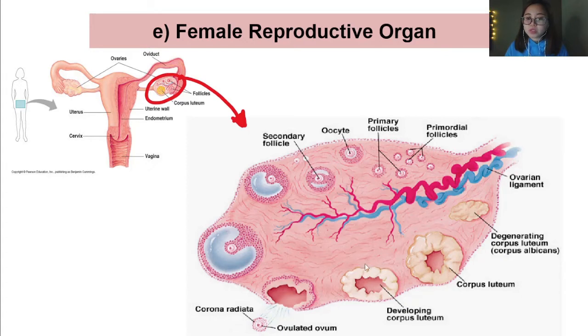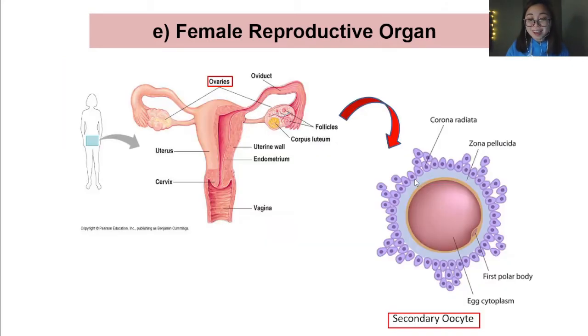This is a corpus luteum, corpus albicans. And as it develops, these more mature follicles will be pushed to this side until it eventually gets popped out during ovulation. But anyways, we'll look at that a little bit later. This is just enough for you to know that this is what the ovary looks like inside.